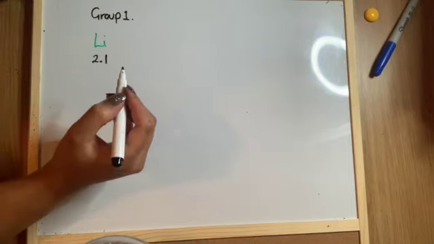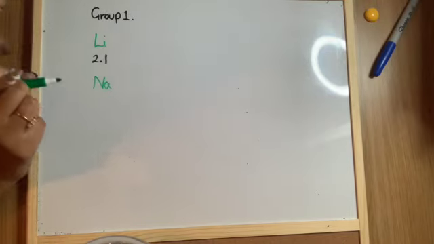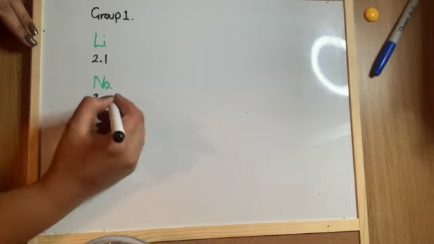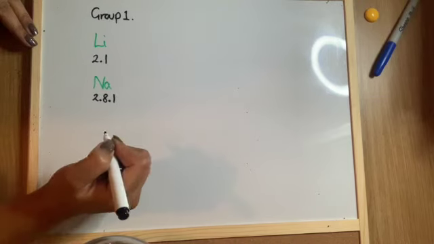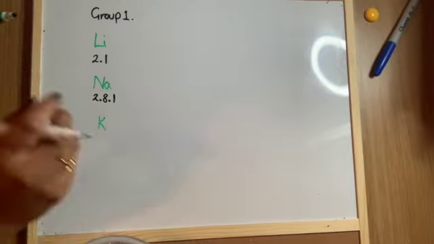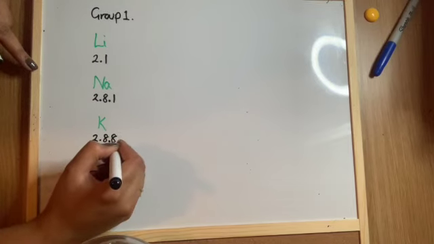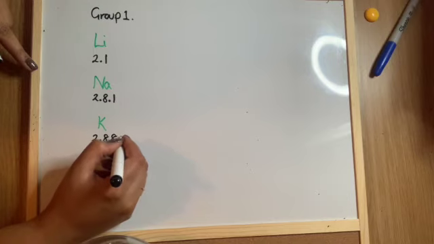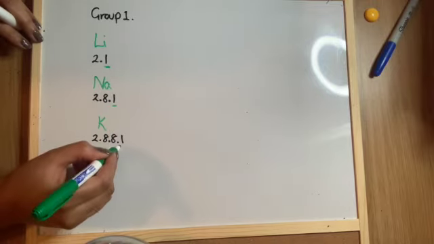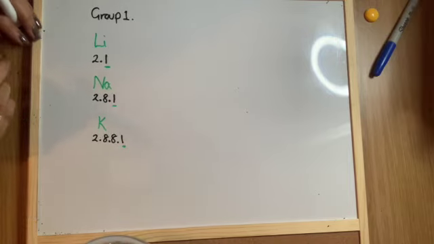Now, if we then have a look at the second element, which is sodium, sodium has 11 electrons altogether. So that would be 2 in the first electron shell, 8 in the second, and then 1 in the last. And then if we look at potassium, I'm just going to write these out. Potassium has 19, so that's 2 and 8 is 10 and 8 is 18 and then 1 is 19. Now, if we look at these, in the outermost shell, all of these elements have one electron. So anything that's in group 1 has one electron in their outermost shell.